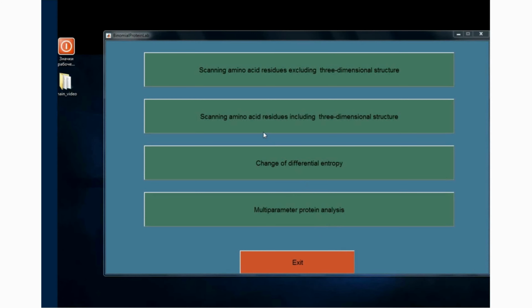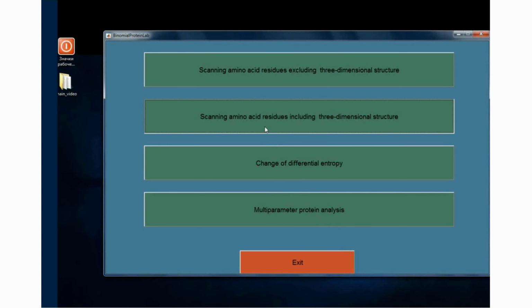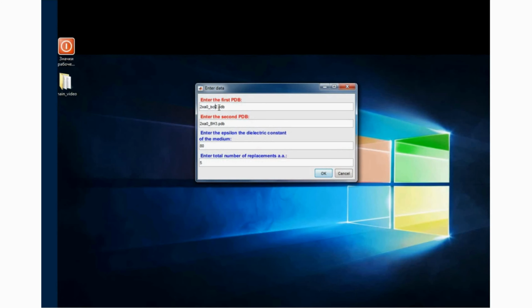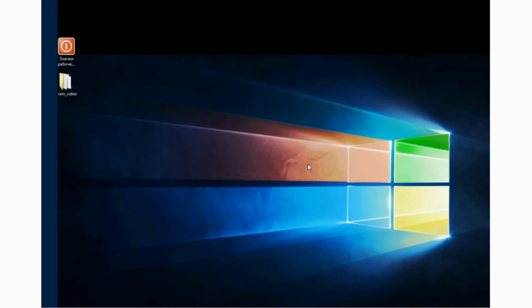Let's move on to a visual examination of how it looks in the program. Let's use the button Multiparametric Analysis of Proteins. In the dialog box that opens, enter the name of the PDB file of the first BCL-XL protein. In the second dialog box, enter the name of the PDB file containing information of the structure of the back peptide. The amount of substitution is 1.